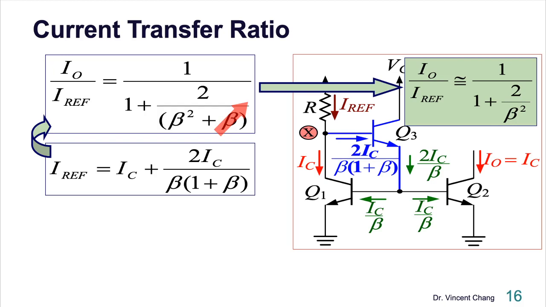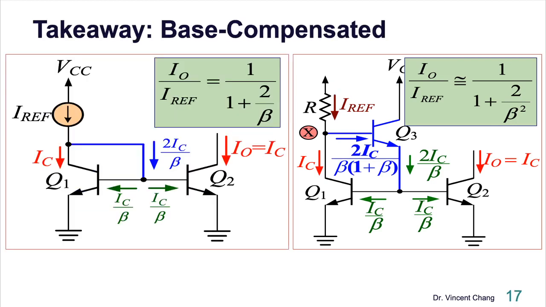So what's the result? 2 over 100 could become 2 over 10,000. 2 over 100, 2%, could become 0.02%. The error is almost negligible. The current can be almost the same, 1 milliamp and 1 milliamp. That's the concept. That's the takeaway of this lecture.